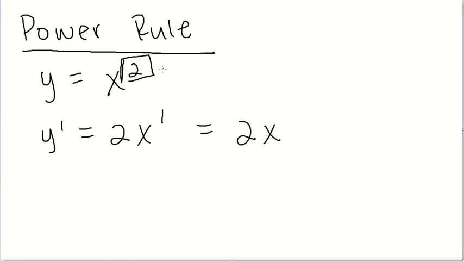So this is the power rule. It's that simple. We just take whatever the exponent is, put it out front, and then subtract 1 from the old exponent. And this is your y prime. This is your derivative function.